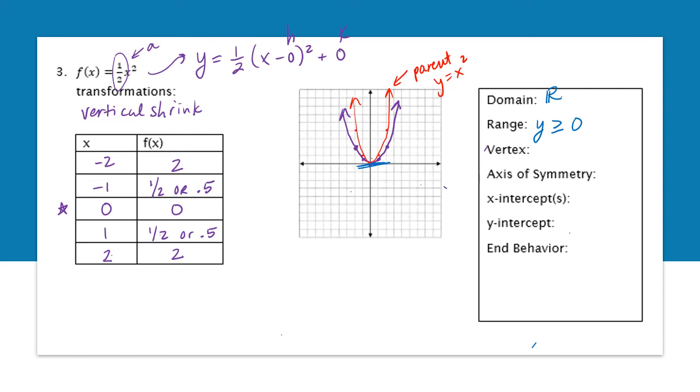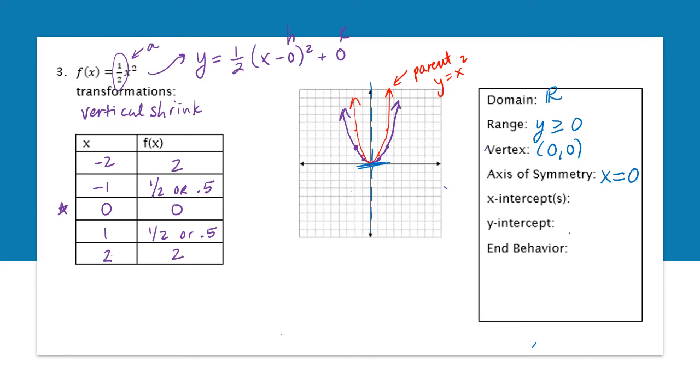Vertex we already discussed. That's 0, 0. Axis of symmetry is always going to be x equals the x value of your vertex. So in this case, that's 0. And again, I could put my axis of symmetry in here, and you would see that it's exactly in the center of my parabola.